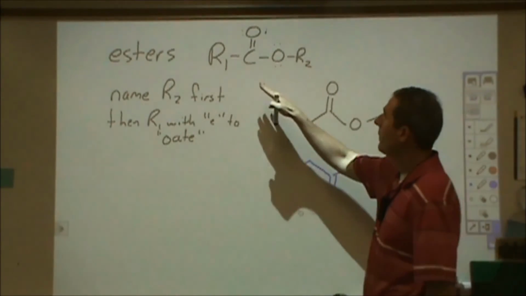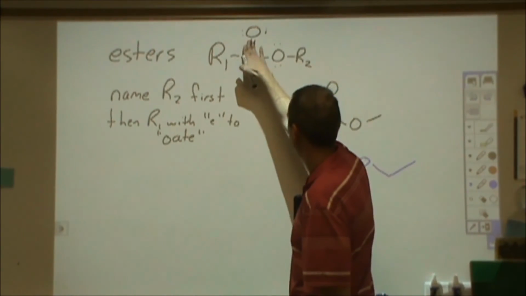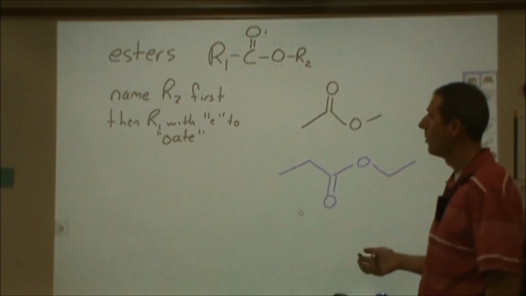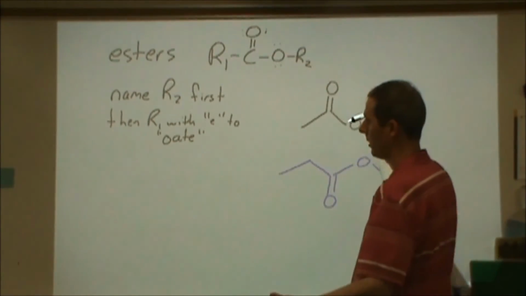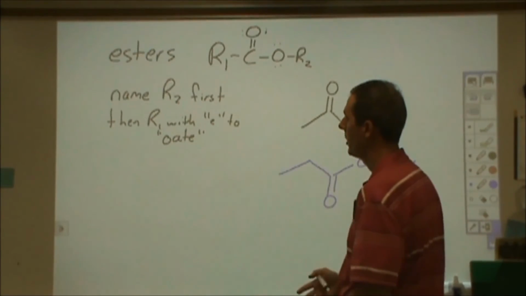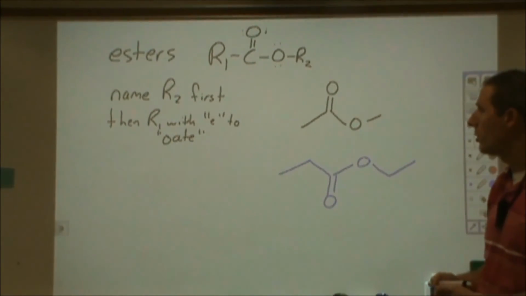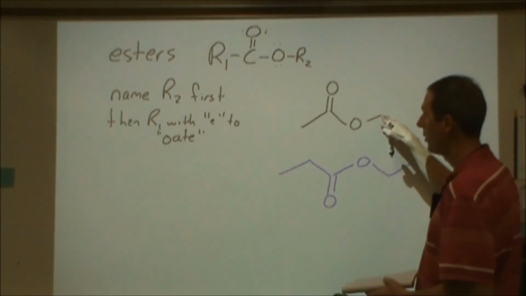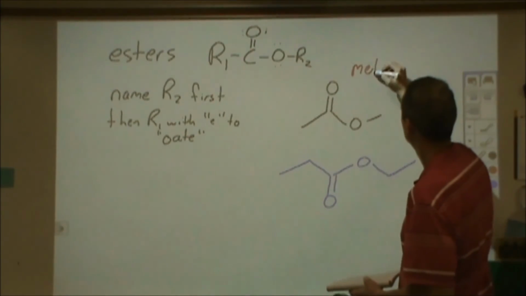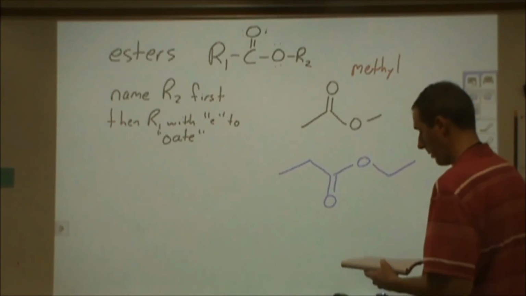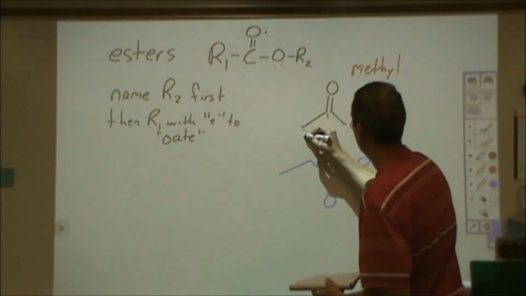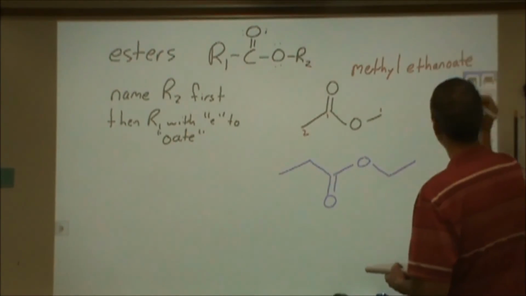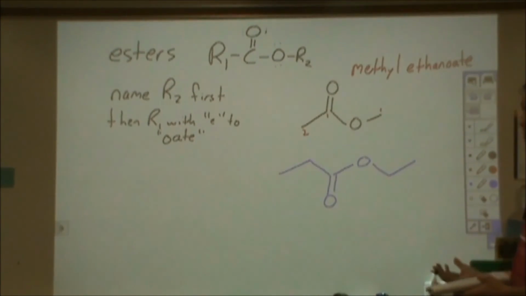Okay, so in an ester we're going to have a particular R group, which could be anything, then a carbonyl group, then an oxygen, then a second, potentially different R group, which could be anything. The way to name these is you name R2 first as its own thing, and then you name R1 with the E on it changed to OATE. If we're looking at the first example here, we name R2 first, which is a methyl. Then we have 1 carbon here and 2 carbons here, so this is going to be an ethanoate. So the name of this particular ester would be methyl ethanoate.